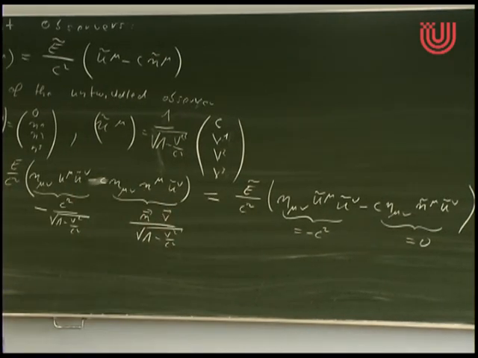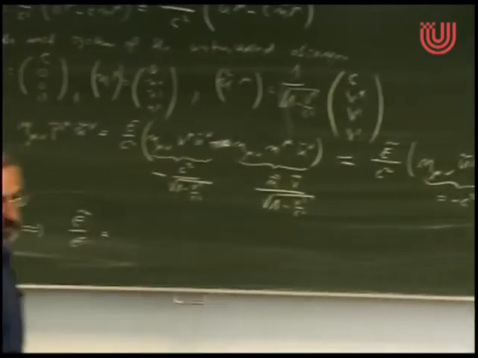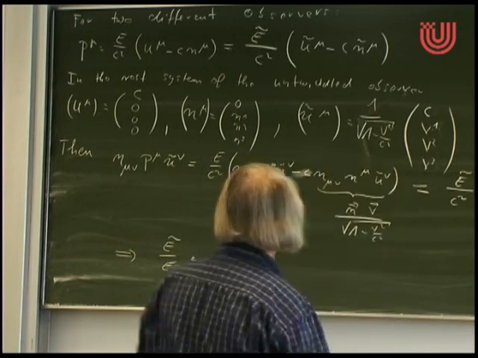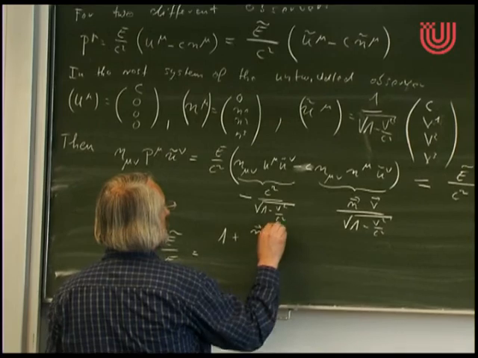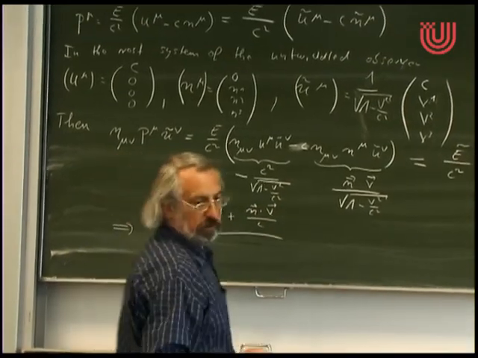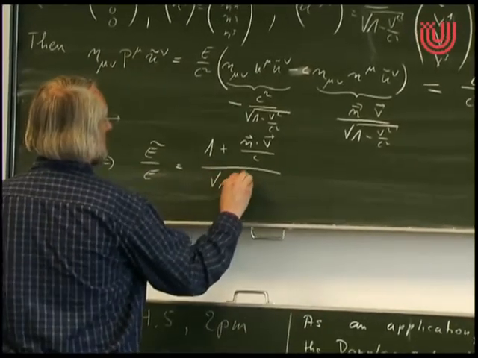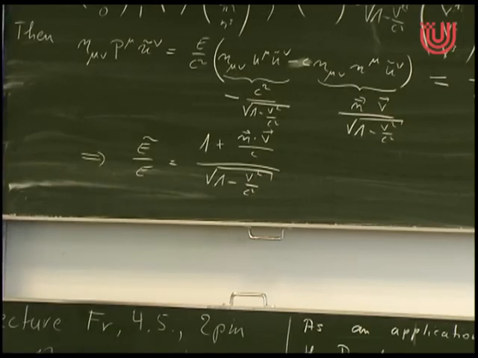So if I solve this for E tilde over E, I get the following equation. E tilde over E is 1 plus n·v over c divided by the square root. And that's the Doppler formula. Okay, so this was the first thing.